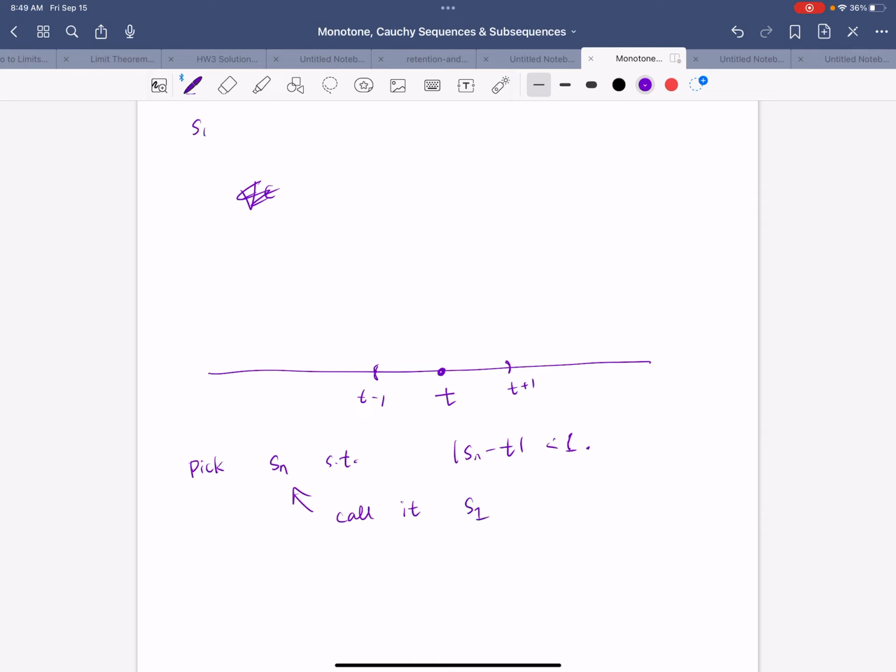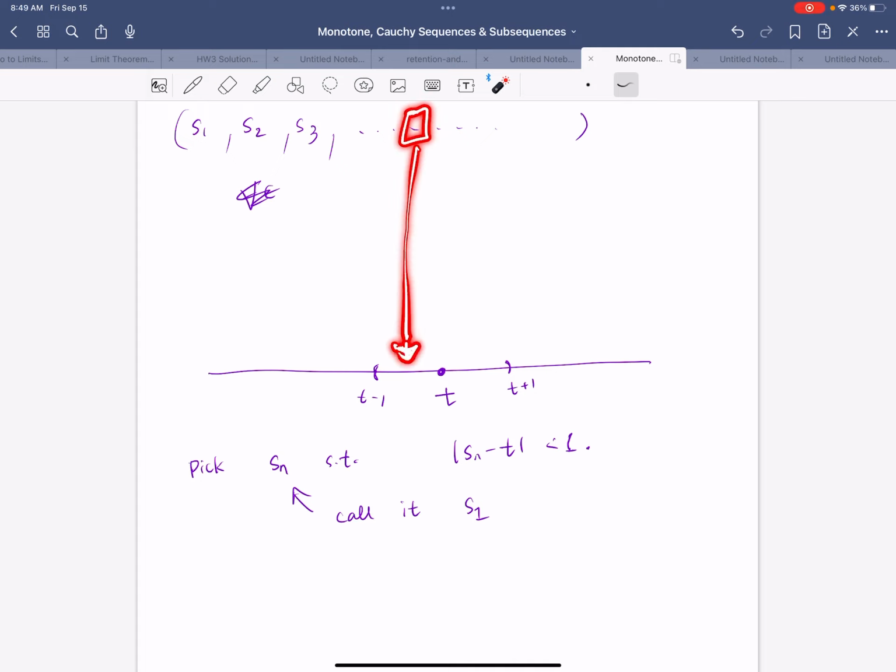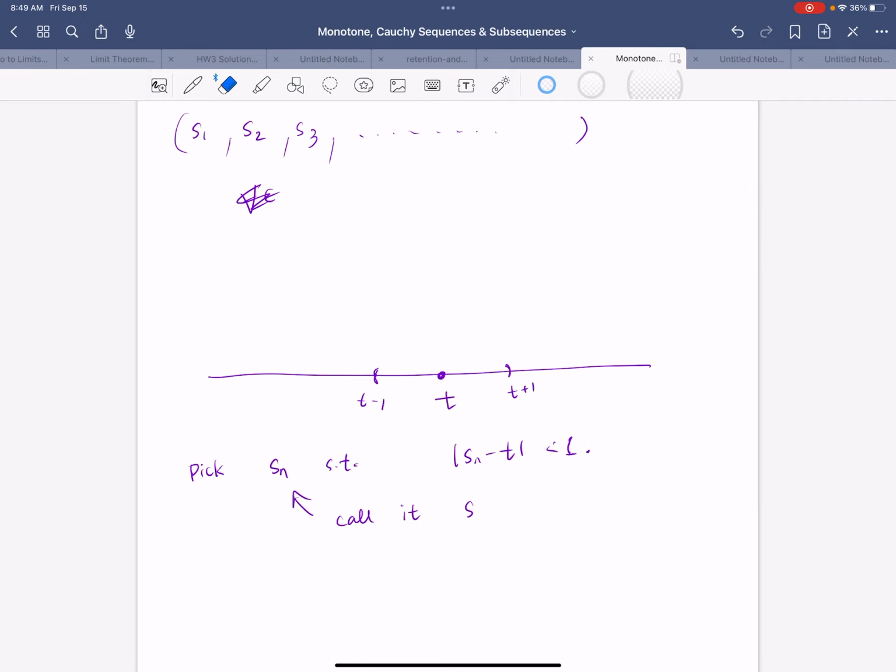So we have our sequence here, S1, S2, S3. And one of these, well, infinitely many of these are in here. So we're saying just pick one of them. Okay. So call that one, it's going to be our first one, so let's call it S sub n1. So maybe it's right here. Maybe that one is S sub n1.